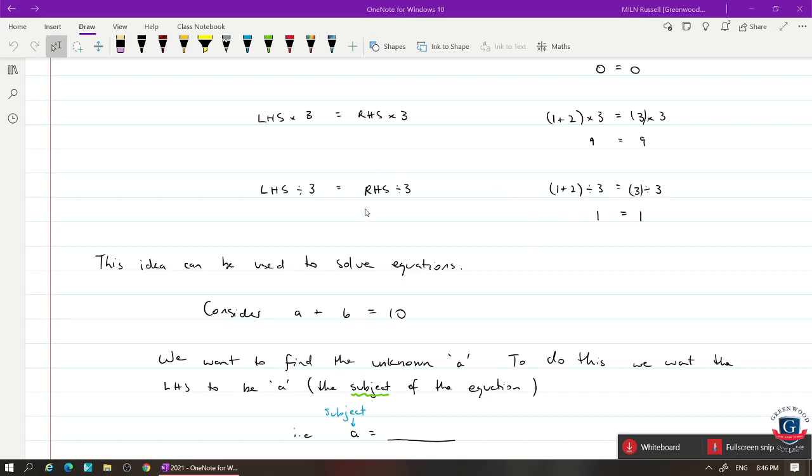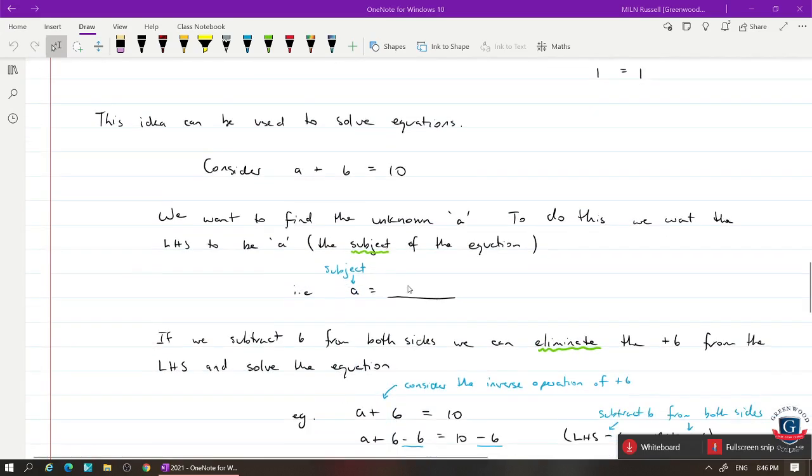Now we're going to try and use that to solve an equation. Now in this case we've got a plus 6 equals 10. What we really want to know is what would a be to make this statement true? By inspection we know that it's 4, because 4 plus 6 would be 10, and then that would make the left hand side equal to the right hand side. But now we want an algebraic method of doing it rather than just guessing and checking.